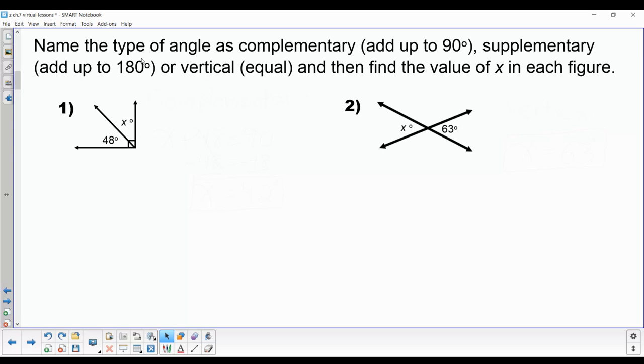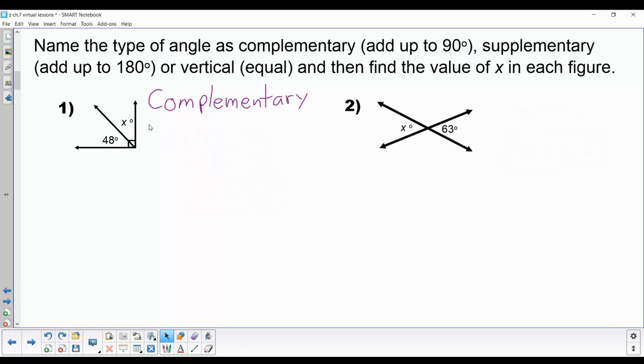We're going to be asked to name the type of angle as complementary if they add up to 90, supplementary if they add up to 180 degrees, or vertical, which means they're equal. And then we will find the value of x in each figure. Problem number one, I see a right angle. A right angle means they add up to 90 degrees. That means this is complementary.